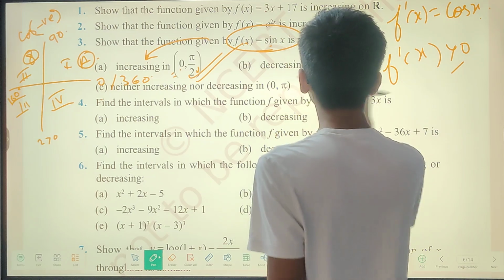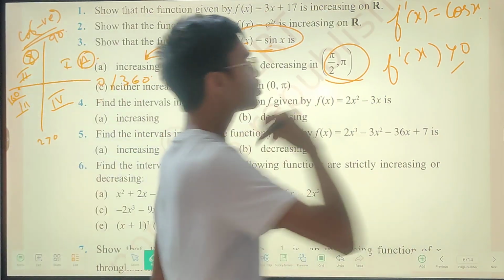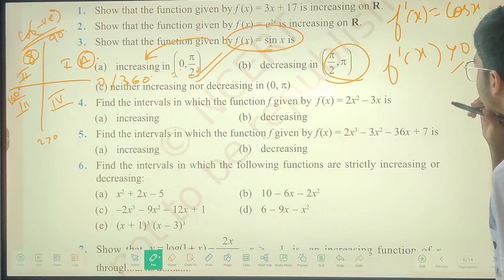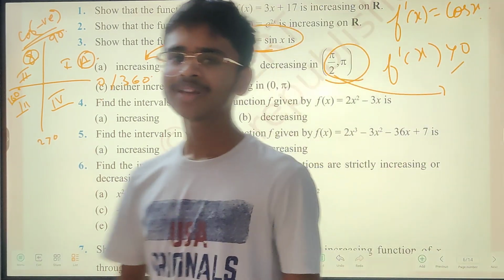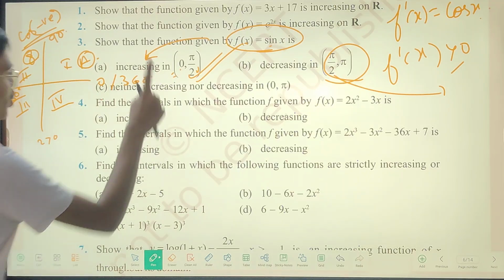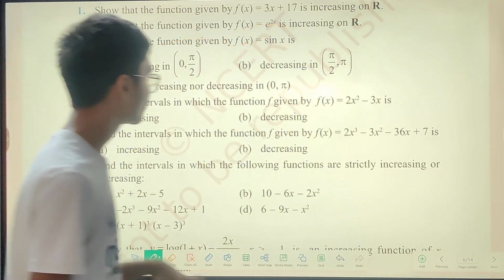Next is 90 to 180. Here cos is negative, it is the second quadrant. So since it is negative, you can very easily say that here it is decreasing. And also by looking at the graph you can very easily say that it is decreasing. So now when you unite this and this, you will get this. That's very simple, right? Now we will be doing the next sum.